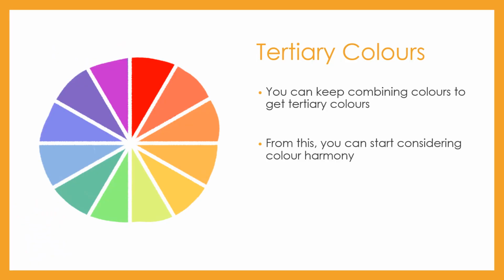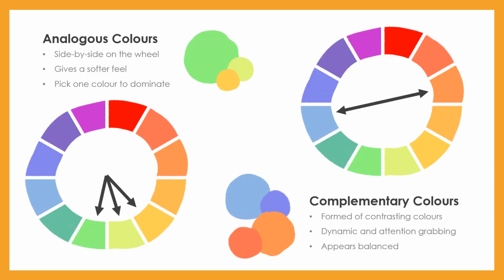So from the primary colors and secondary colors, you can combine them all together to get tertiary colors, which is like, you've got red and orange, and you can have a reddy orange or a limey kind of green. And from this, you can start considering color harmony, which is how do I combine these colors to look nice together?